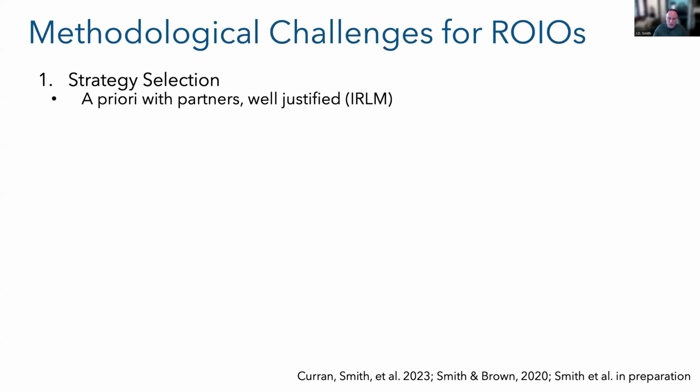Strategy selection, not surprisingly. It is done a priori. It needs to be done typically with your implementation partners and be well justified. We use the implementation research logic model that I am the lead developer of, so that's not surprising that we use one of my tools. There are other logic models you could use, but we do find the IRLM is really well suited. And when you're coming up with your strategy package, what other discrete strategies might you put in the parking lot for use later in the optimization?